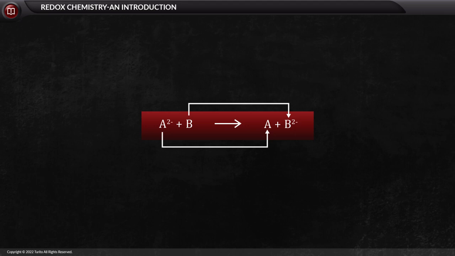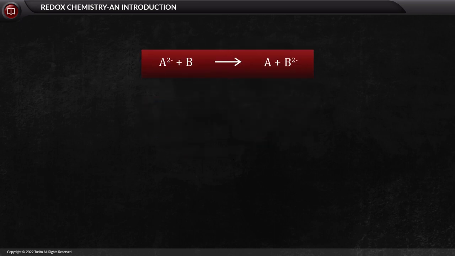Now, this process of loss of electrons is called oxidation, and the process of gain of electrons is called reduction. Thus, in this equation, A2- has undergone oxidation, and B has undergone reduction. There are four terms in the redox reaction process that we must understand.